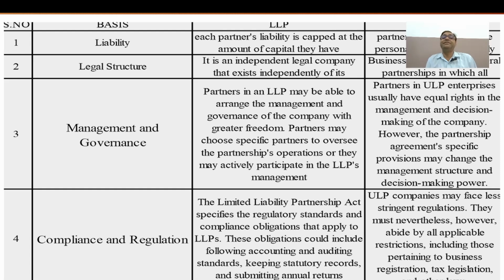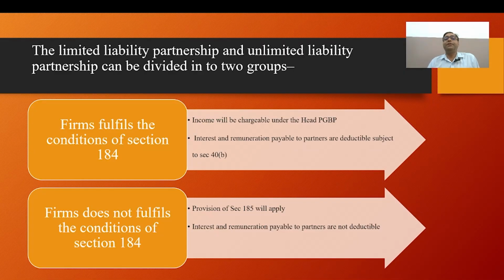LLP and ULP partnership firms can be divided into two groups. The two groups are also shown here in the diagram. Firms fulfilling the conditions of section 184: income will be chargeable under the head PGBP, and interest and remuneration payable to partners are deductible subject to section 40B. Firms not fulfilling the conditions of section 184: the provisions of section 185 will apply, and interest and remuneration payable to partners are not deductible.